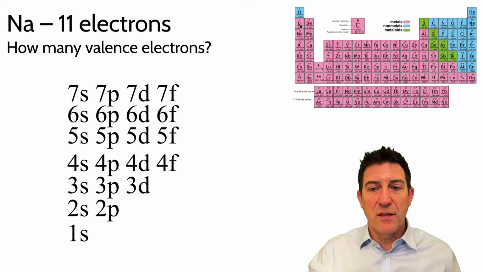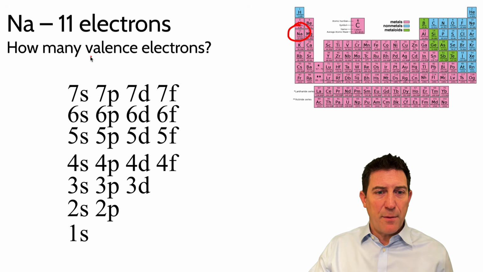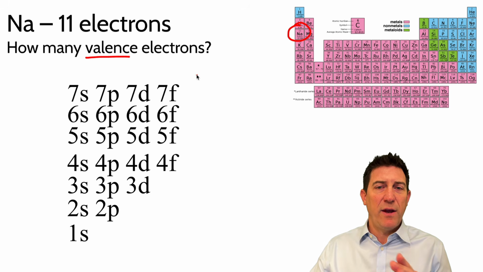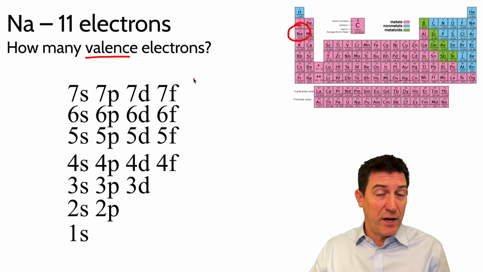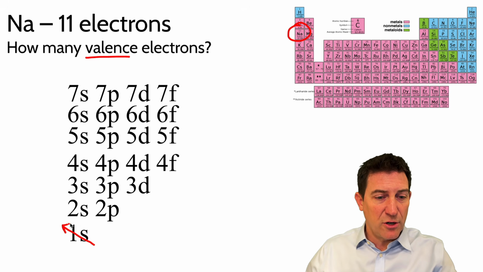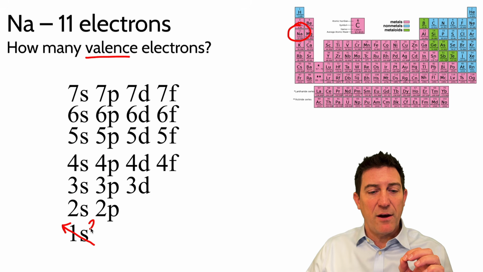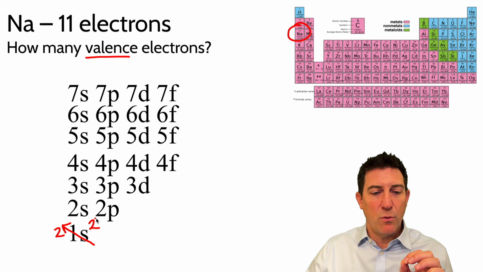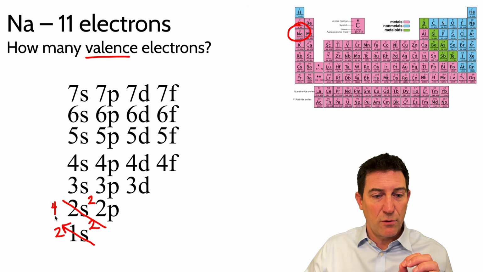Sodium has 11 electrons. Sodium is right here. Now, the goal is to figure out how many valence electrons it has. In order to do that, we need to know what the electron configuration is for sodium. So I've got 11 electrons. I'm going to come down here and start to throw them at my atom and find out where they land. The first two are going to live in the 1s. The next two are going to live in the 2s. I've used a total of 4.